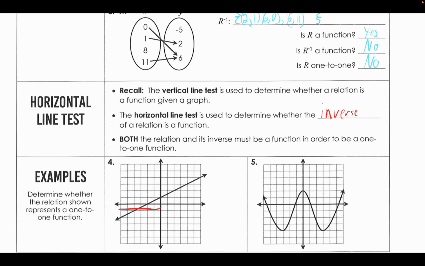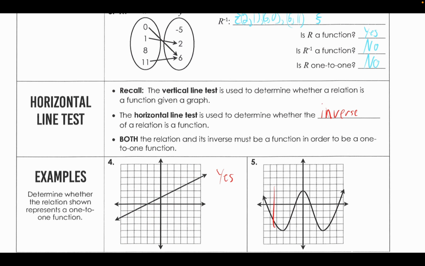And so we can see on number 4, for example, that yes, the inverse would be a function because it does pass the horizontal line test. No horizontal line would hit more than one point. And so yes, it is 1-to-1 because it passes both the vertical and horizontal line tests, because both the original and the inverse relations are functions.